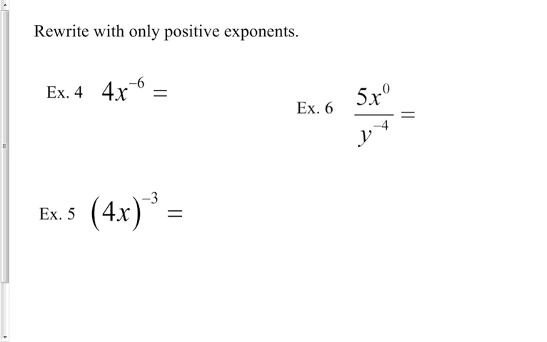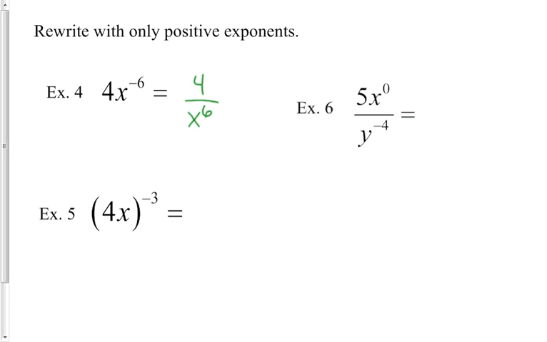Okay, and the first of these say rewrite with only positive exponents. So example 4, we have 4 and then x raised to the negative 6. Only the x is raised to the negative 6. The 4 is not. So the 4 will be in the top of the fraction, in the numerator, and the x to the 6th will be in the denominator, and notice it's now x raised to a positive 6.